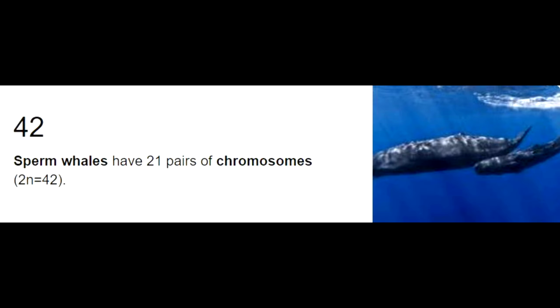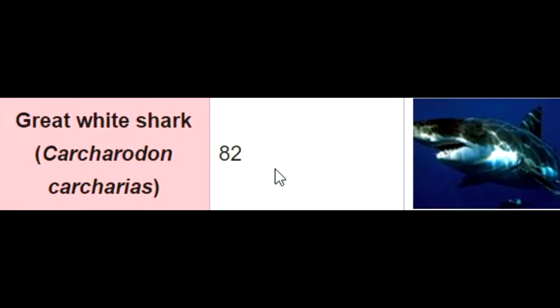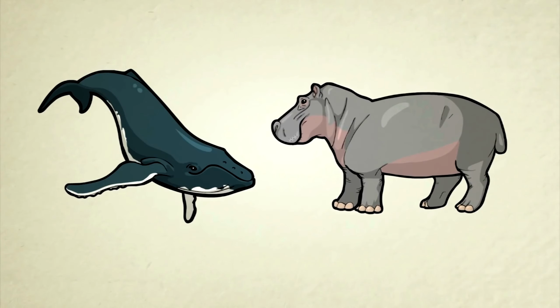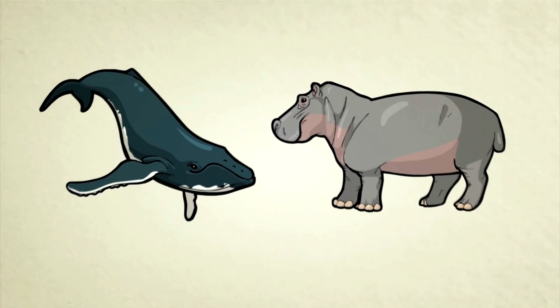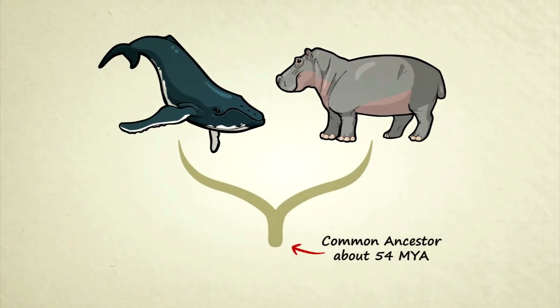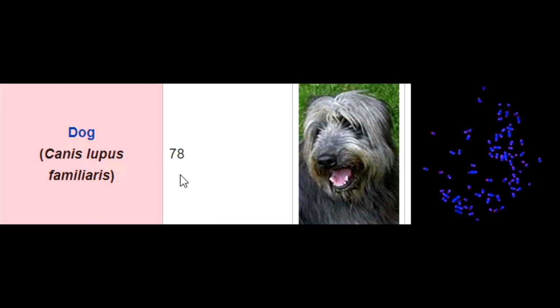Now, the great white shark could well have around 42 as well, as I just discussed. However, that would have been mere coincidence. In fact, the great white shark has 82. And you remember that whale hippo thing that I talked about earlier? Hippos have 36. So is this perfect evidence of evolution? Well, not quite. Because dogs have 78.